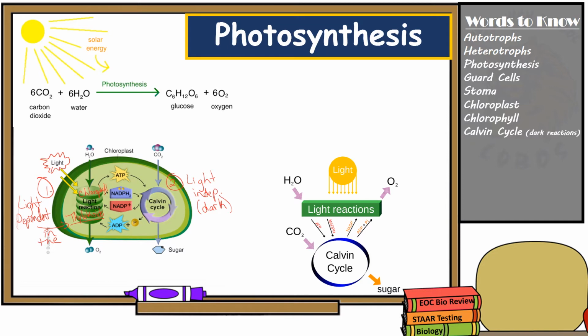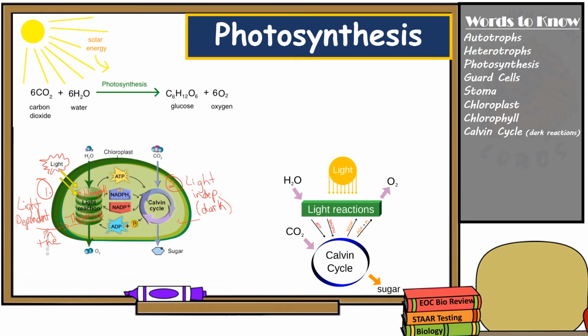Now, the Calvin cycle takes place in the inner space of the chloroplast. This stage can actually occur in the dark, which is why it's called the light-independent stage. But it does need the ATP product from the light-dependent reaction. Overall, in this stage, 6 carbon dioxide molecules and ATP are used to form only one 6-carbon sugar known as glucose.